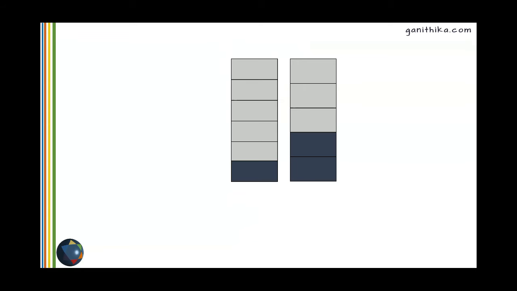Now, what if the denominators are not the same? For example, in this case, the first box represents 1 over 6 and the second box represents 2 over 5. So, the first box is cut into 6 pieces and one of the 6 pieces is shaded, and the second box is cut into 5 pieces and 2 of the 5 pieces are shaded. So, we have 1 over 6 plus 2 over 5 to be calculated now.